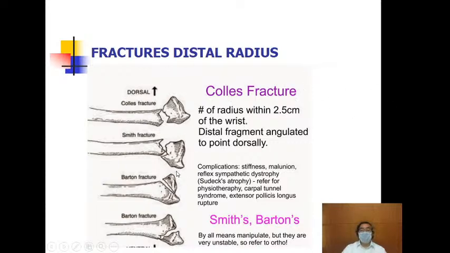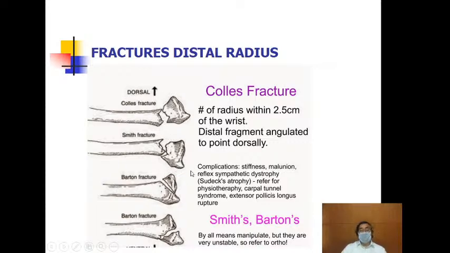And if it comes ventrally or anteriorly, then it is called Smith's fracture. That's why people commonly say that Smith's fracture is opposite to Colles fracture. It is opposite only in the sense that the distal fragment goes onto the other side rather than the dorsal side as in Colles fracture. So Colles fracture, it goes dorsally. Smith's fracture, it goes ventrally or anteriorly.